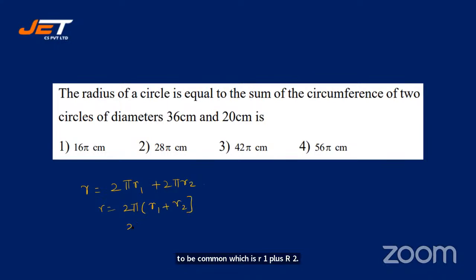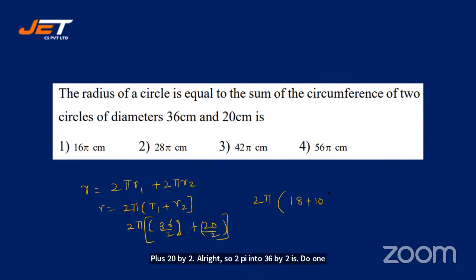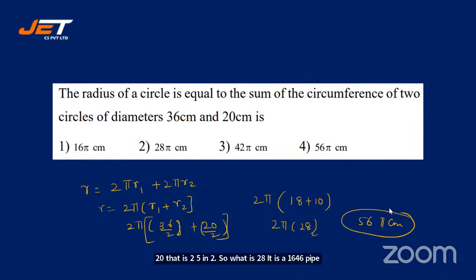So what is radius? Diameter by 2. So 36 by 2 plus 20 by 2. All right. So 2 pi into 36 by 2 is 18, plus 10. That is 2 pi into 28. So what is 28 into 2? 8 twos are 16, 56 pi centimeter. I think so. The answer should be yes. Perfect. It is option 4.